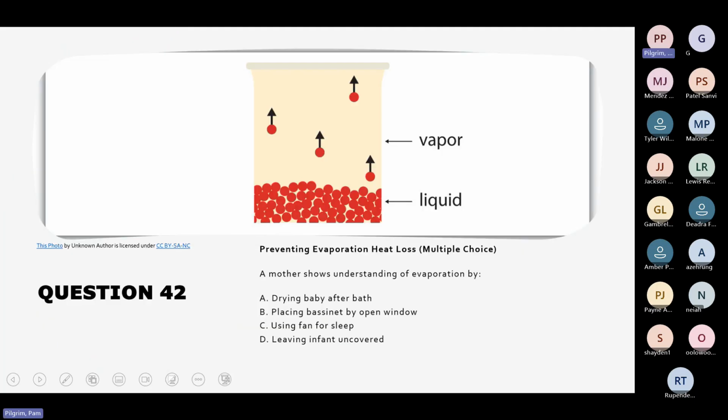All right, next question. This is preventing evaporation heat loss. A mother shows understanding of evaporation by what? What would the mom say that would let you know she understood it?